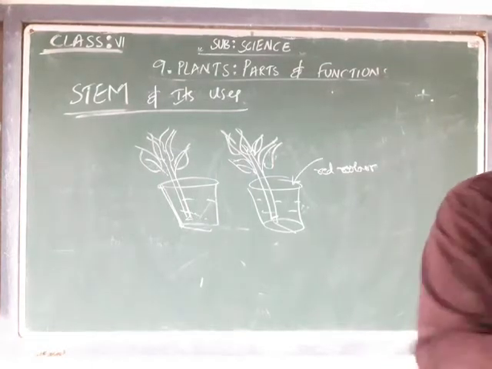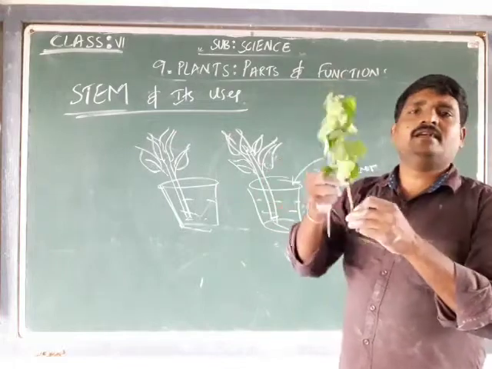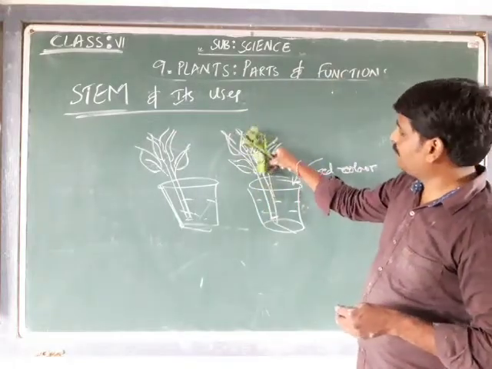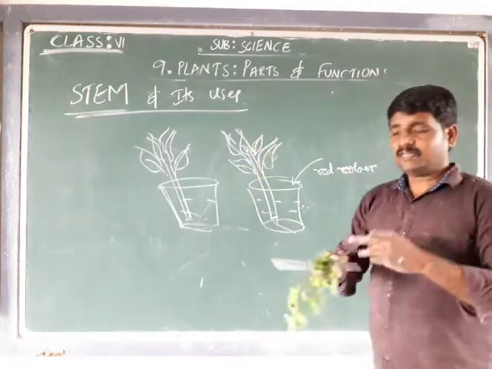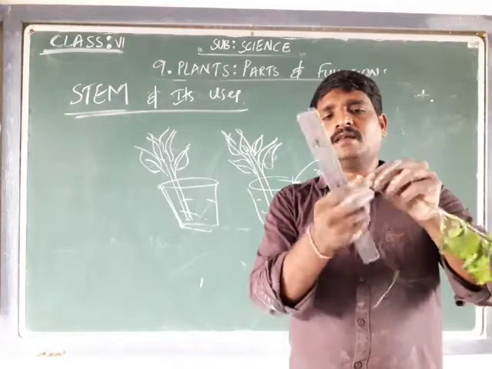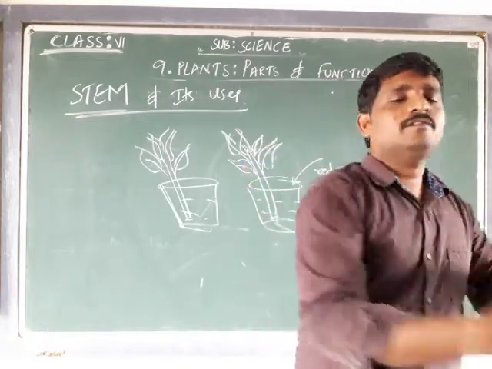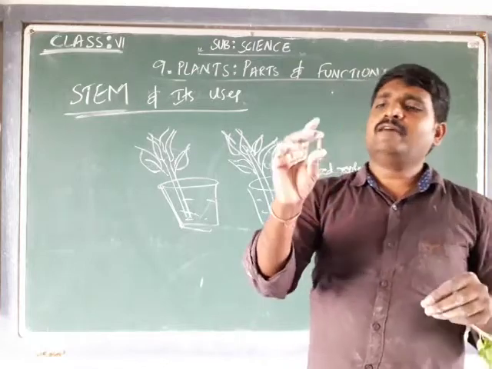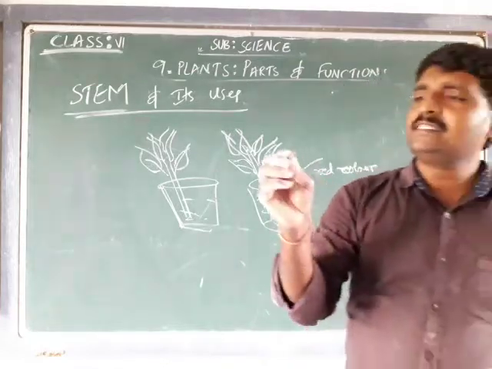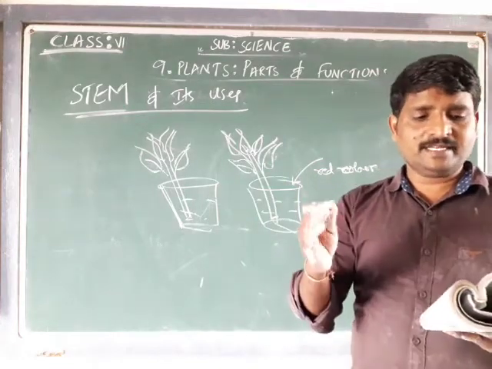Suppose this is the stem I kept in the red ink water. After that I have to cut transversely like this. Transversely I have cut with the sharp blade to get this small piece. And after getting this, we have to observe. This is the small piece we have collected after cutting a small section transversely on the stem.